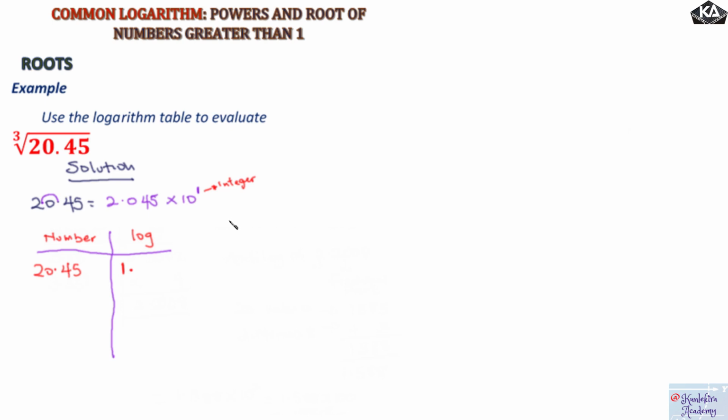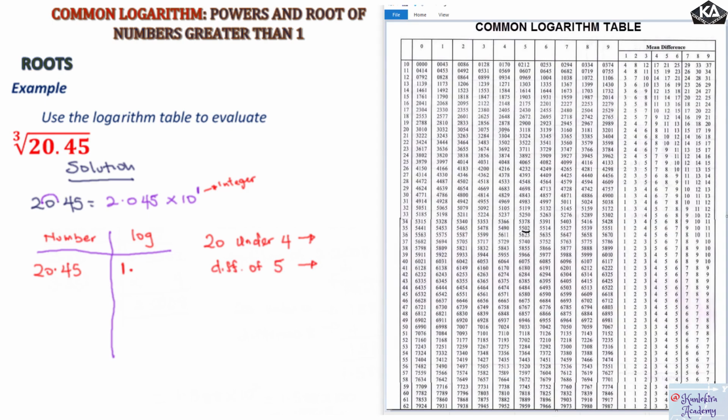Our logarithm table, so log of 20 under 4, in difference of 5. Now let's check the log table first. The log of 20 under 4 is what? It is 3096. Now let's go to difference of 5. Difference of 5 is 11.